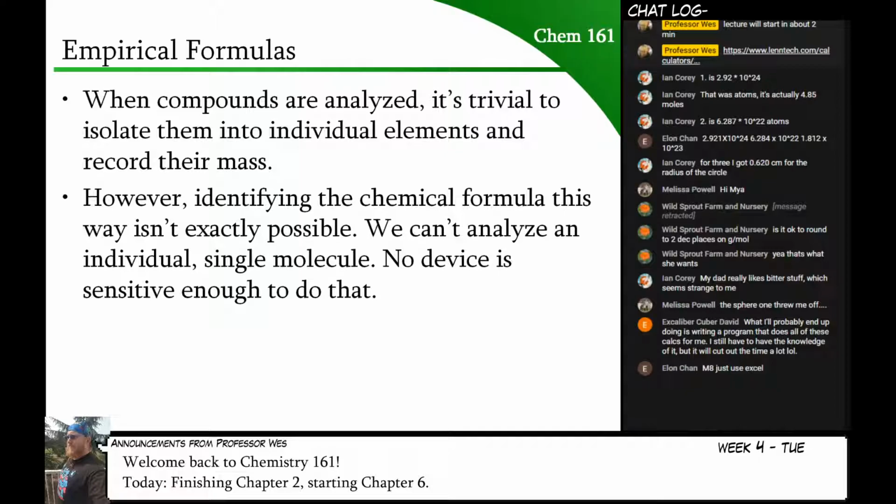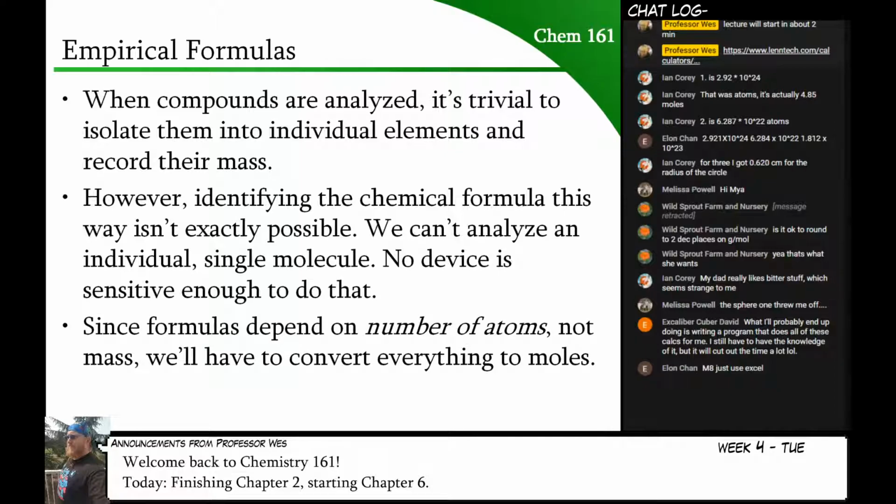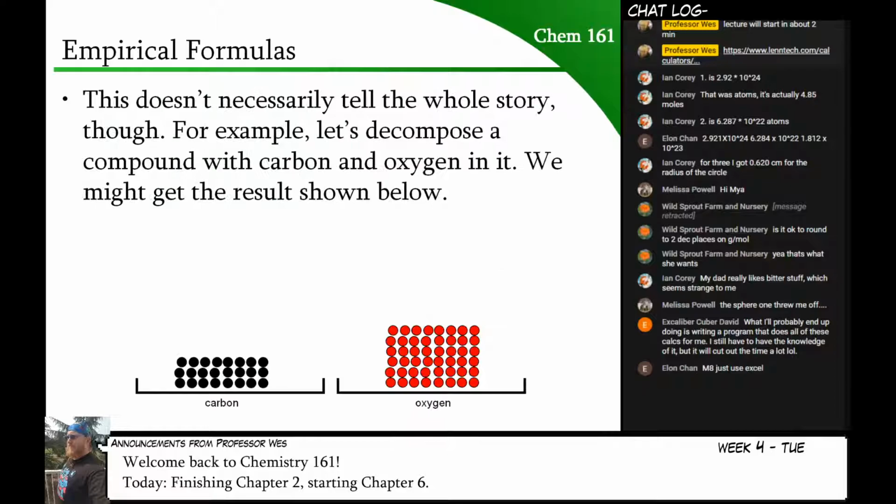Unfortunately, we can't do that. And the reason for that is because we don't have any device sensitive enough to isolate single molecules and then disassemble them and then count the things that are present. You get too many molecules. We're too clumsy. Now, when you determine the formula of any compound, and formulas depend on number of atoms, the best way to do this is to just combust or react or do whatever to a large sample, figure out the number of moles, and then work from there.